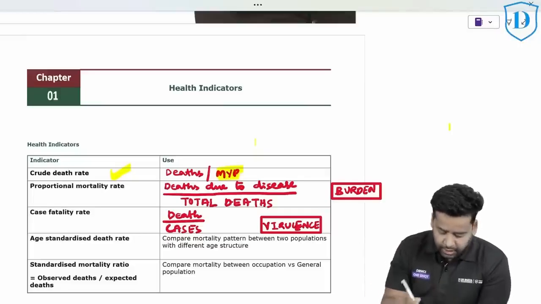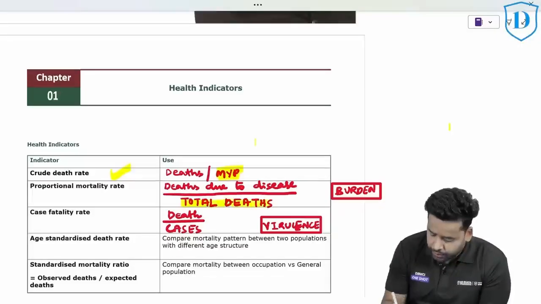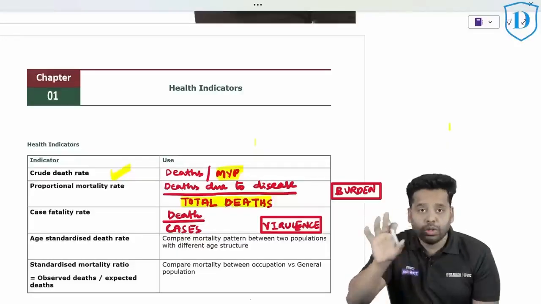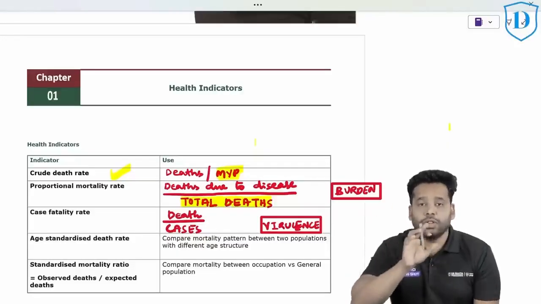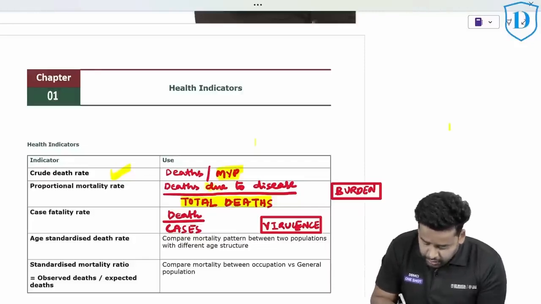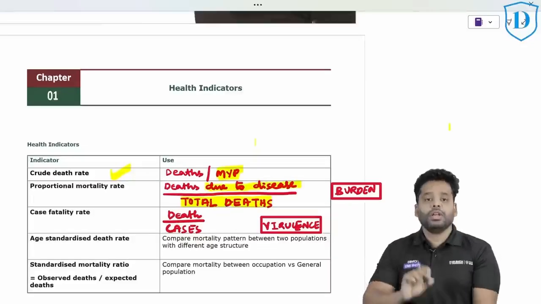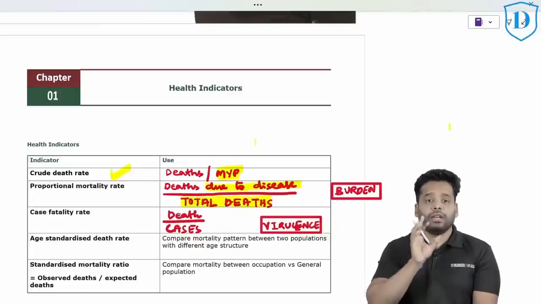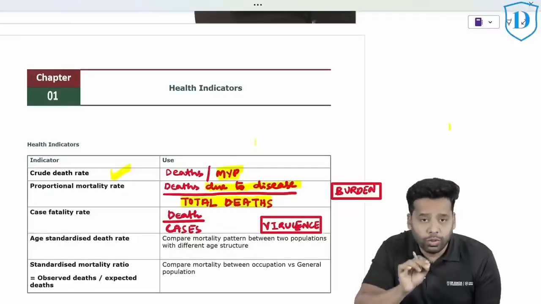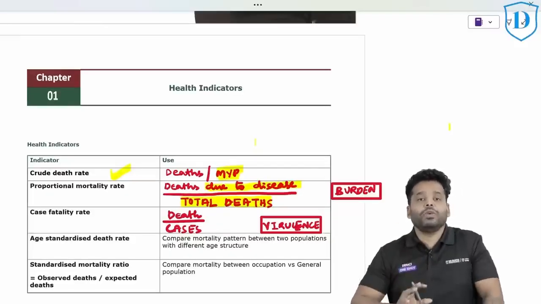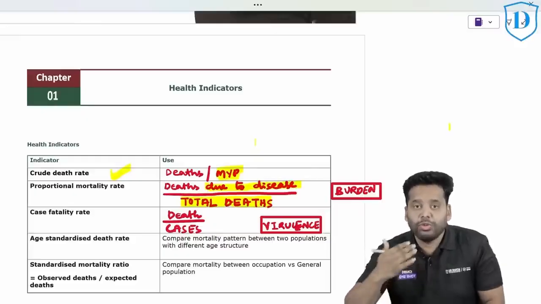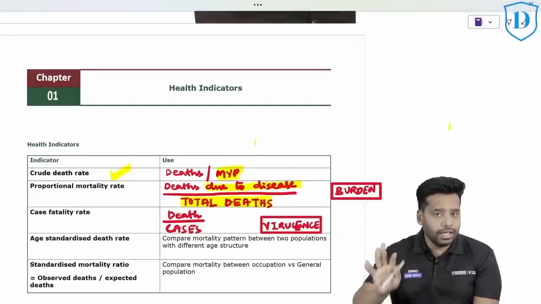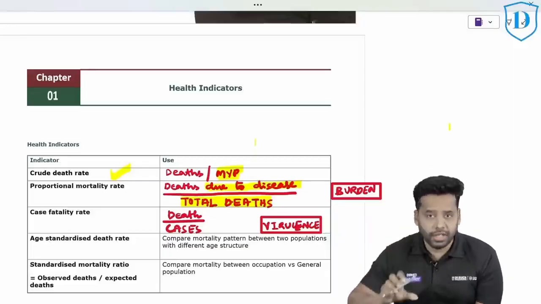Proportional mortality rate. What is the denominator? Total deaths, very important. Out of total deaths, how much will a disease contribute? Deaths due to a disease. For example, tuberculosis, I want to know the contribution. What indicator do I have to use? The answer is proportional mortality rate. What is the denominator? Total deaths. What is the numerator? Deaths due to a disease. Multiply by 100. We express it as a percentage.